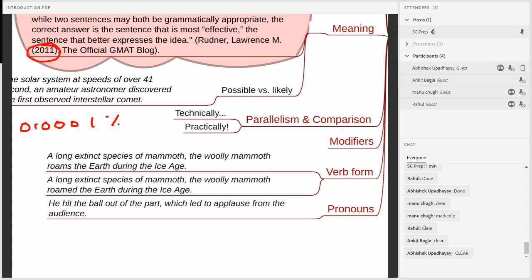But that brings me now to the final point that we need to discuss. Pronouns. Take a look at this sentence. Hang on, there's a typo over here. It needs to be, he hit the ball out of the park. Not part, but park. He hit the ball out of the park. Once you've read it, tell me, are you comfortable with this, or do you think this sentence is wrong?